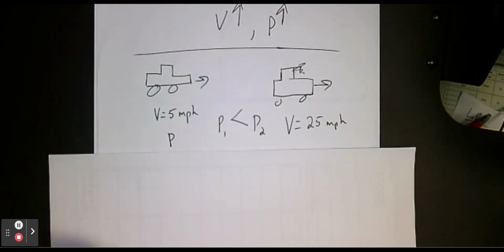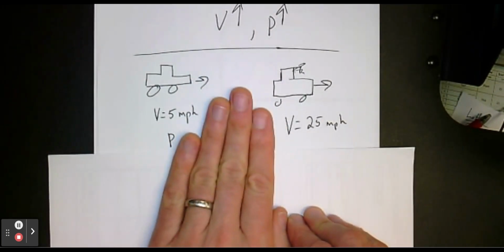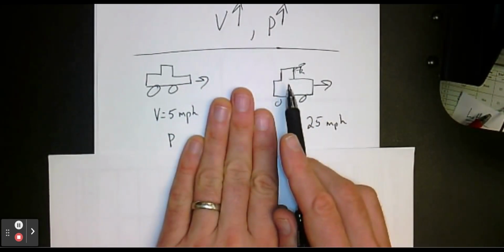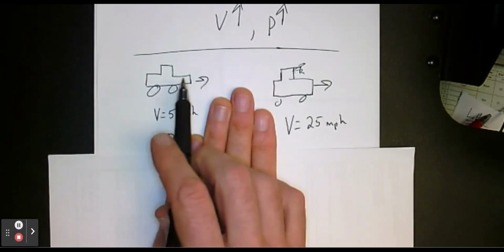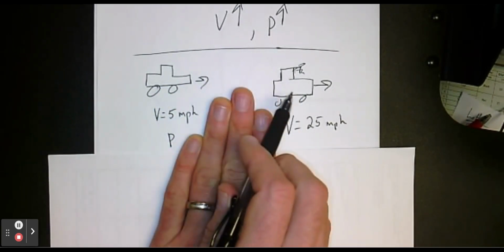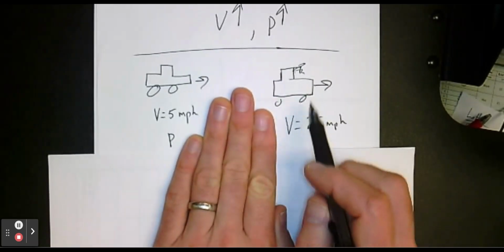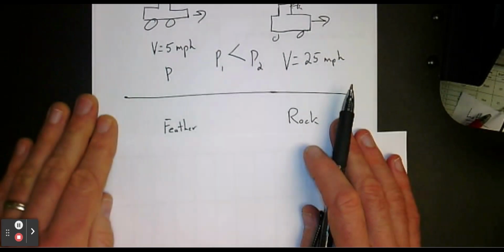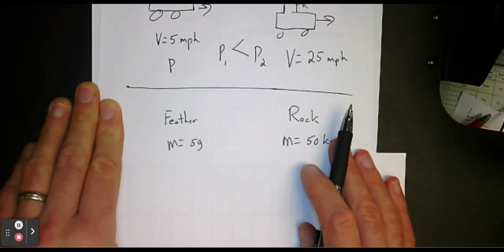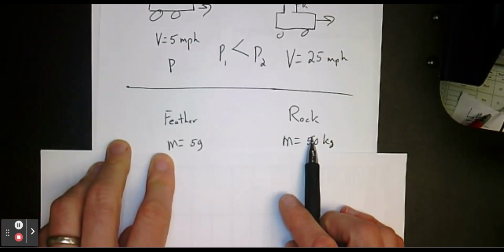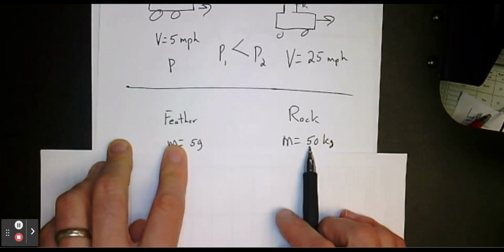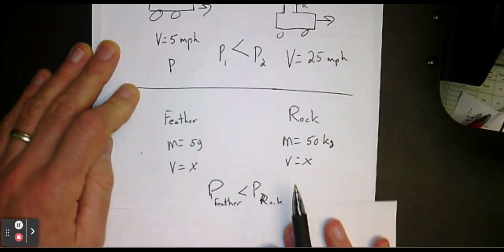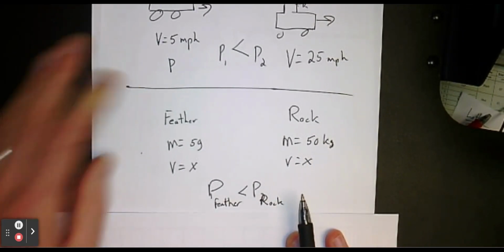Now, if I had two cars, same car, one traveling at 5, one traveling at 25. I know that they're not drawn exactly the same, but let's pretend they're the same. This car is going to have a greater momentum because it's got higher velocity. Similarly, if I had a rock and a feather, the rock has a greater mass, so the rock is going to have more momentum than the feather.